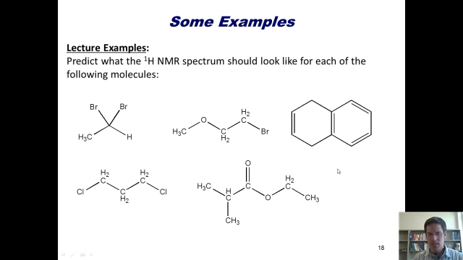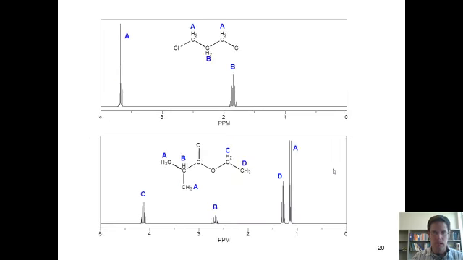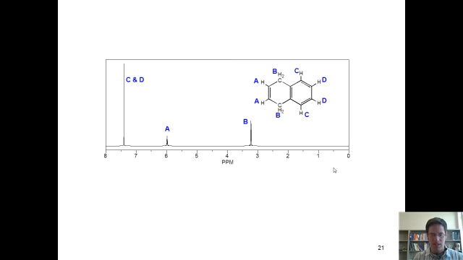Here are some examples to consider. I want you to predict what the proton NMR spectrum should look like for each of the following molecules. I'll let you pause now and do this before you go on, since the answers to these are shown on the following slides. Here are the answers to the first 2 examples. Here are the answers to the next 2 examples. And here is the answer to the last example. I'll leave it to you to see if you can understand what we've just seen. And as always, if you have questions, you can ask me in class.